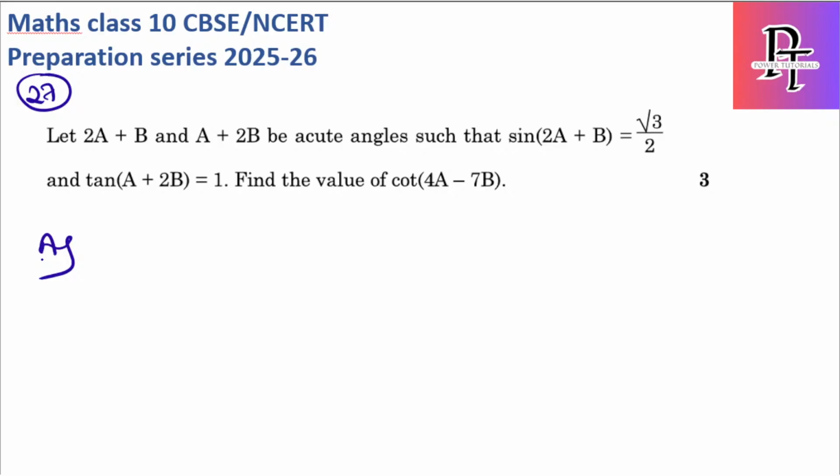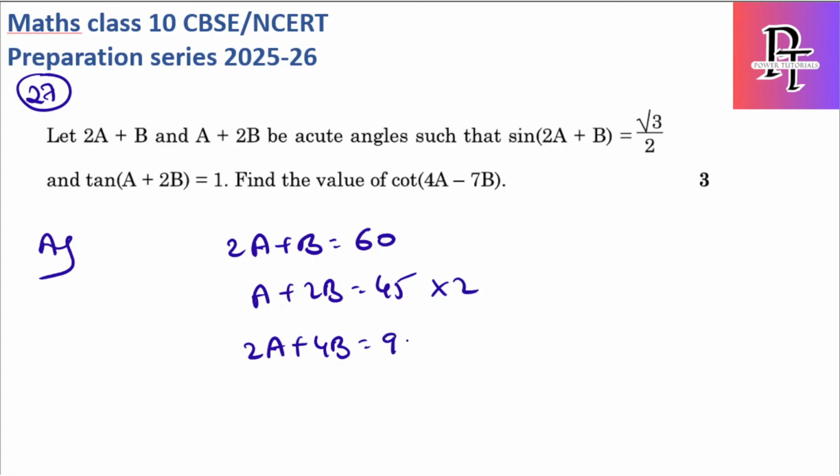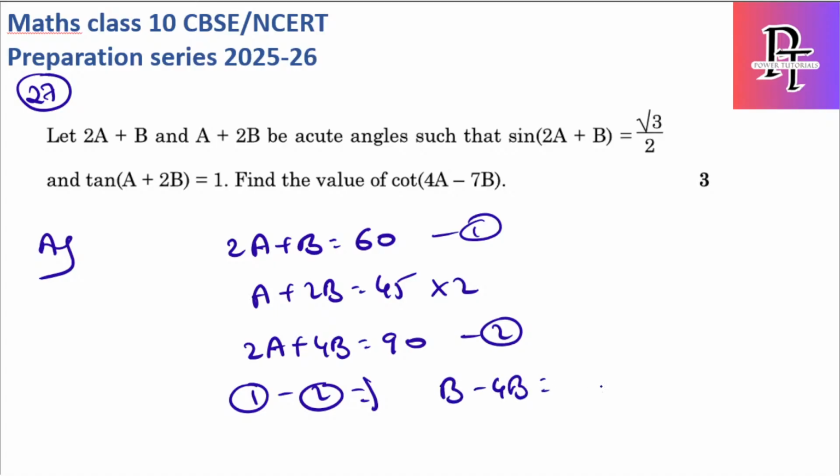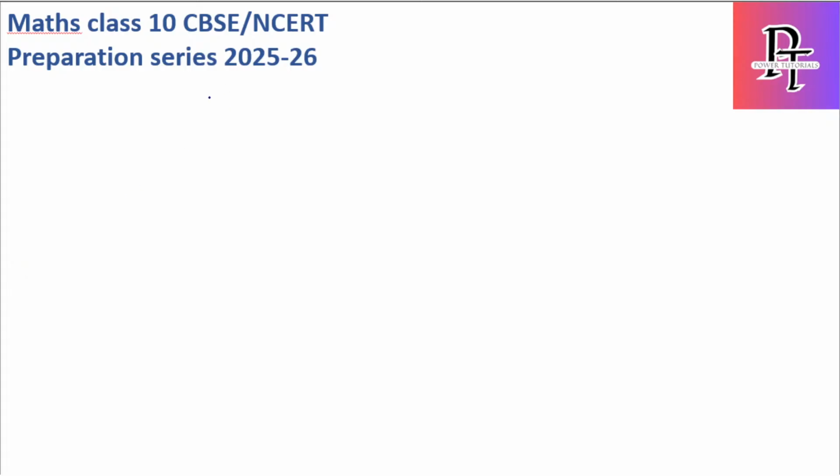2A plus B and A plus 2B are acute angles such that tan of 2A plus B is root 3 by 2. Okay, so tan 60 is root 3. So simply I will write 2A plus B is 60 and A plus 2B is 45 degrees. So let's find the A and B values and then solve it to get cot of 4A minus 7B. For this I am multiplying the second equation by 2, so it becomes 2A plus 4B is equal to 90. This is 1 and this is 2. If I do 1 minus 2, 2A gets cancelled out. B minus 4B is equal to 60 minus 90, so minus 3B is equal to minus 30. The minus gets cancelled out, so the B value is 10. If the B value is 10, I will get 2A plus 10 is equal to 60.